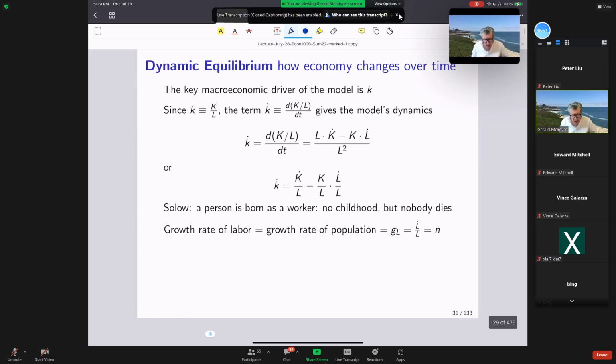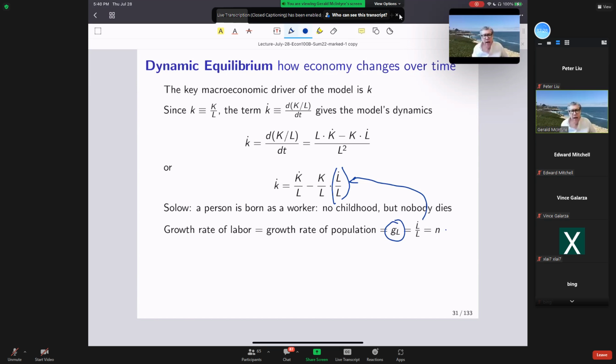So then the growth rate of labor will be the growth rate of the population. As the population grows, the labor force grows at the same rate. That's in fact roughly true for most modern economies. The growth rate of the labor force should be our symbol G sub L, which is L dot over L. And now we're just going to make a simplifying assumption that L dot over L is equal to the parameter N, just to make it simple.